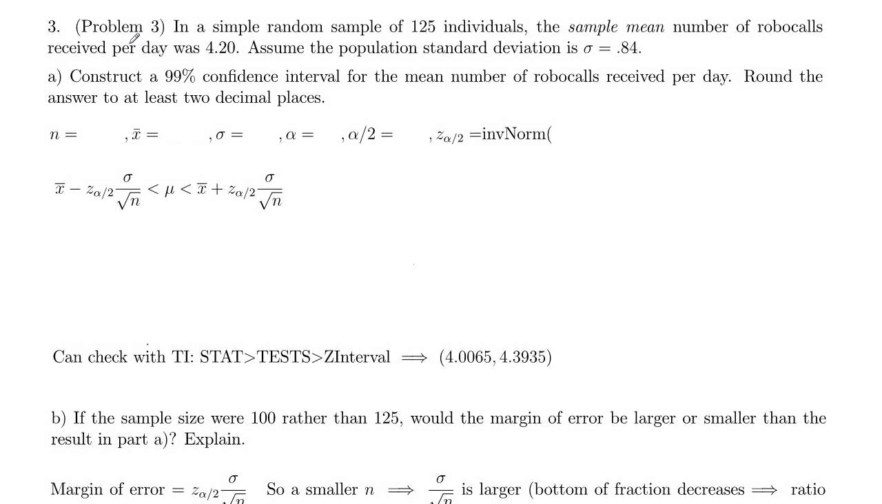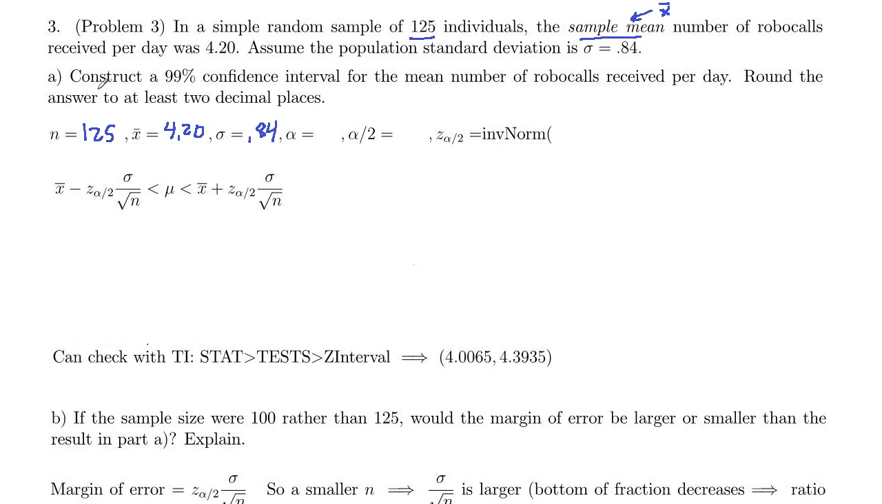This example is like problem 3 in the exam review. Here we have a simple random sample of 125 individuals. That is our sample size n. And the sample mean, that's x bar. The sample mean number of robocalls received per day was 4.2. So x bar is 4.20. And we're assuming the population standard deviation sigma is 0.84.